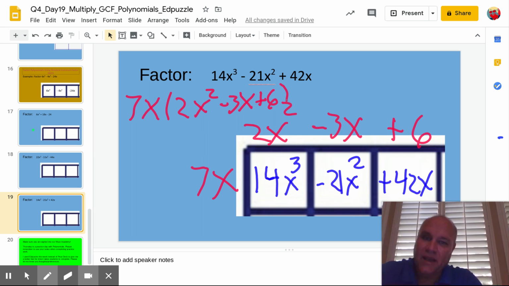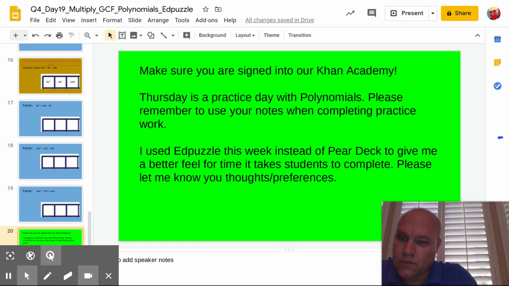All right, is there any common factor left in the parentheses? No, not a common factor for all three terms. So that's your answer for today. And then later on, next week, we're looking at whether we can factor the 2x squared minus 3x plus 6. Sometimes that'll be factorable, so we have to factor some more. But for today, we are good.